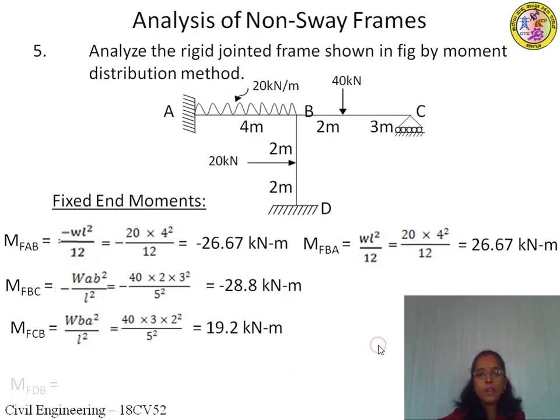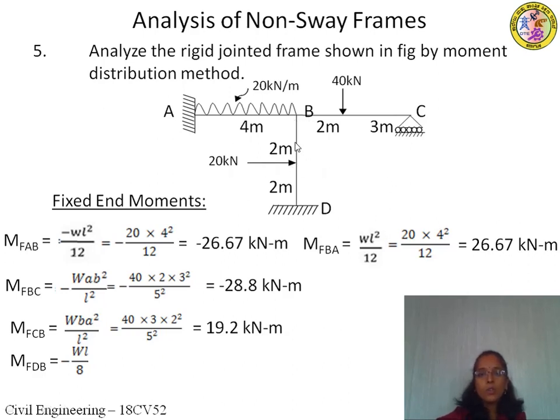Next, MFDB. BD or DB member is subjected to a central point load, therefore it is calculated by using the relation WL by 8. So you can ask, why DB is taken as negative, why not BD? Because if you rotate the vertical member BD or DB in such a way that this load will be acting in the downward direction. You just rotate the BD vertical member in such a way that the load will be acting in the downward direction.